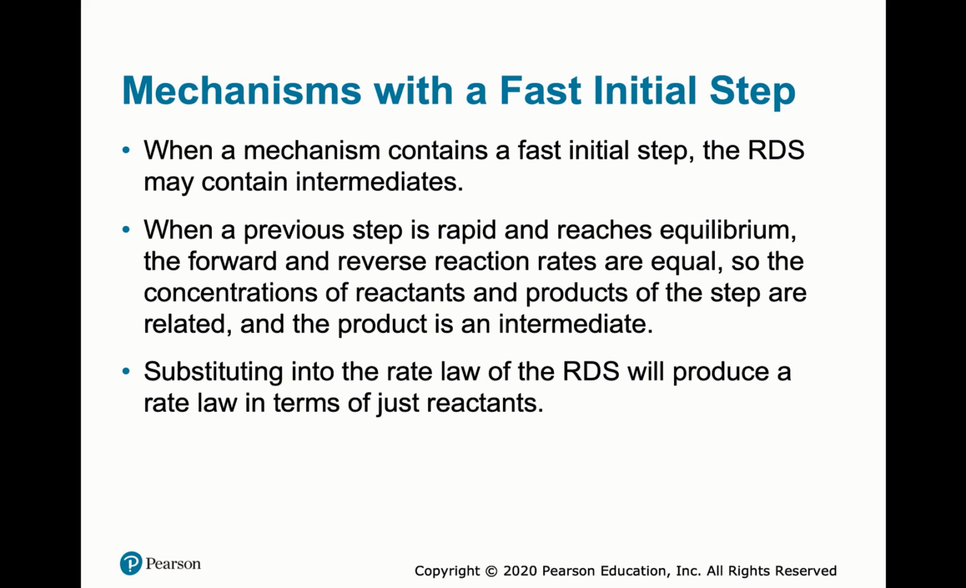So some mechanisms have a fast initial step, and these have intermediates. And the first step reaches equilibrium very quickly. But then you can apply something called the steady state approximation. So the intermediates reach a constant concentration. That's the steady state approximation, that the reaction is going forward at least where the intermediates are at a steady state. And then you have to include these into the rate law, and RDS is the rate determining step, to get the rate law.